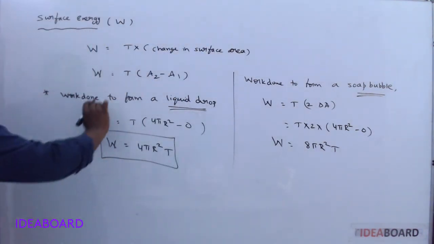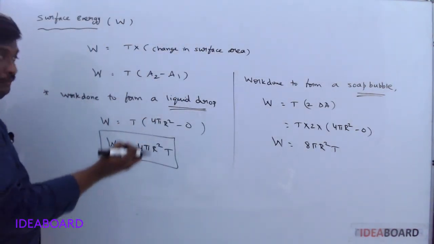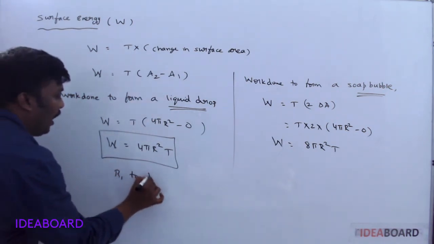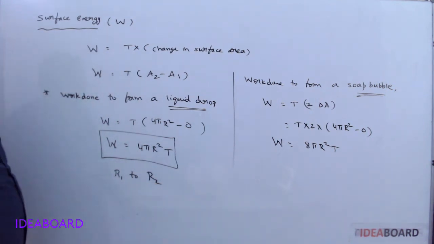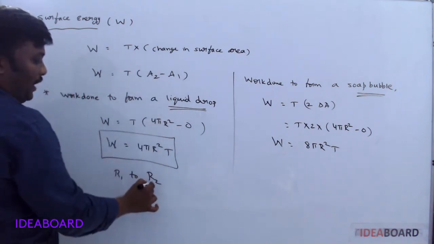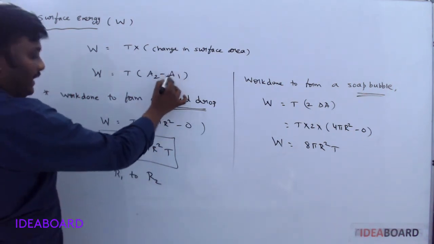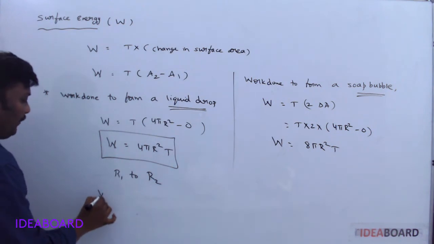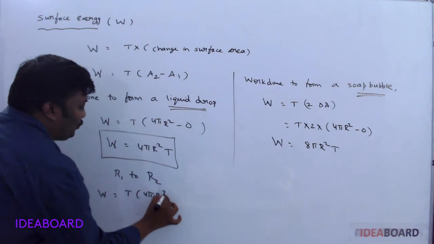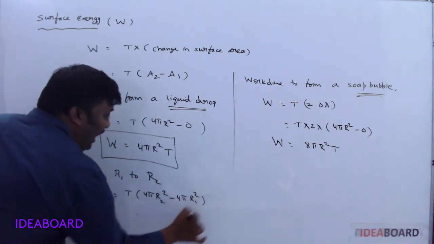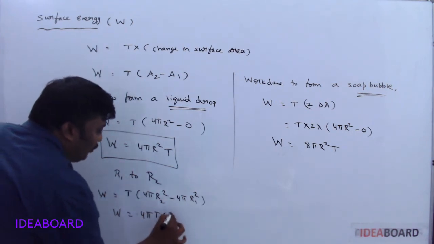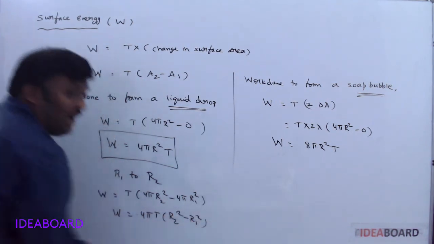Now the question is asking, how much work is done to blow the liquid drop from radius R1 to R2? Then instead of surface area A2 it is 4 pi R2 square, and instead of surface area A1 it is 4 pi R1 square. Then the formula for the work done is T into (4 pi R2 square minus 4 pi R1 square). Nothing but the work done is 4 pi T into (R2 square minus R1 square).